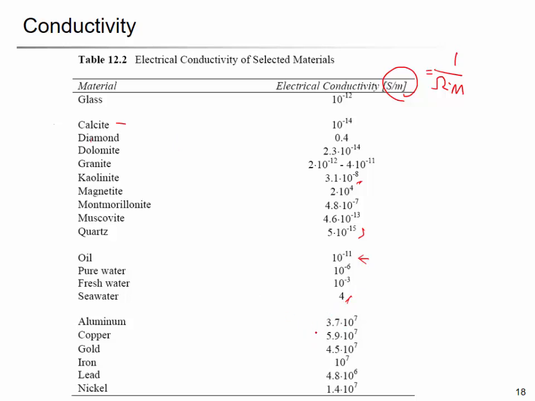And aluminum, like other metal materials, is 10 to the 7. So this is very conductive.